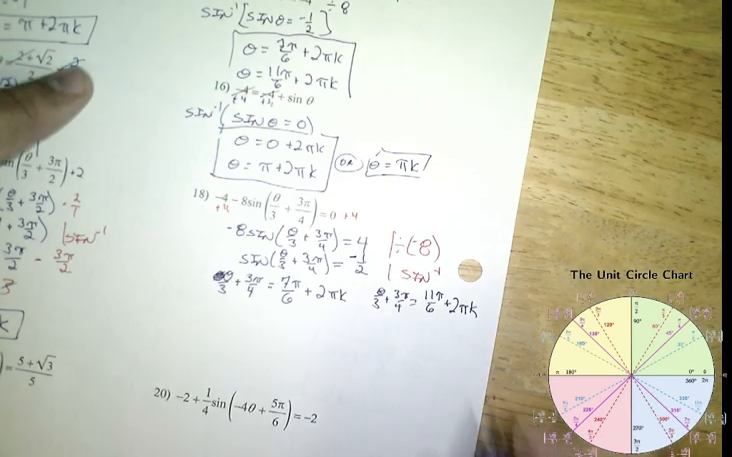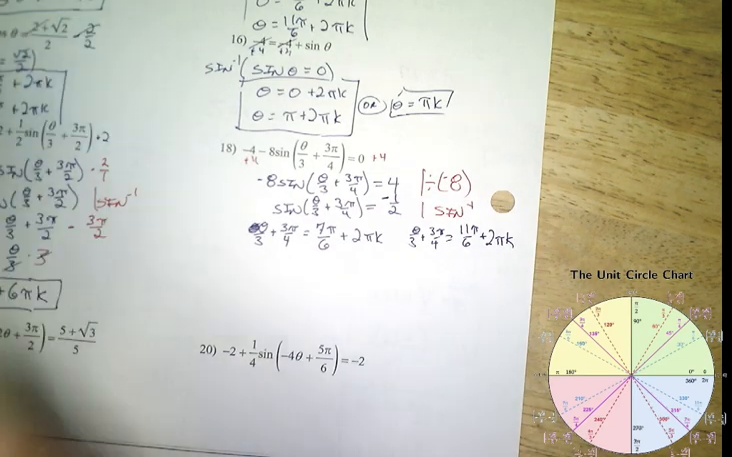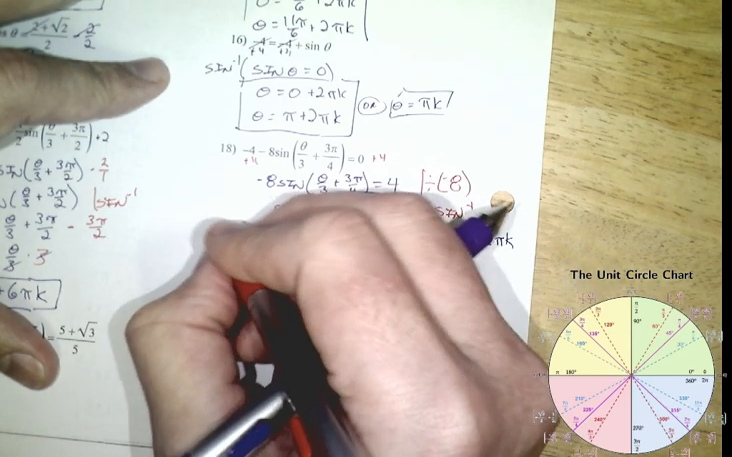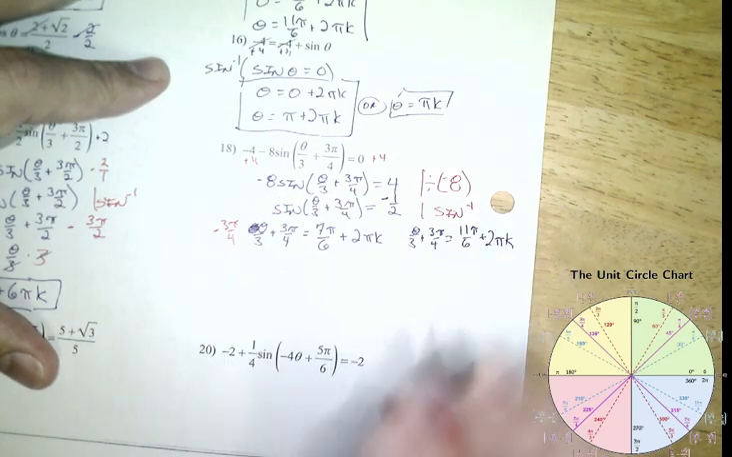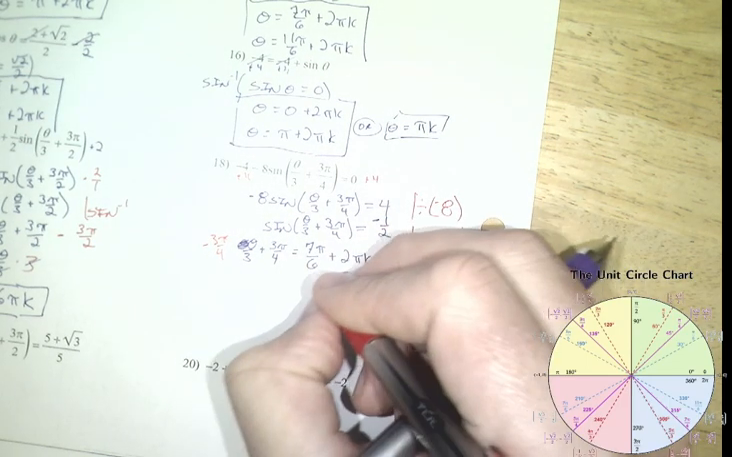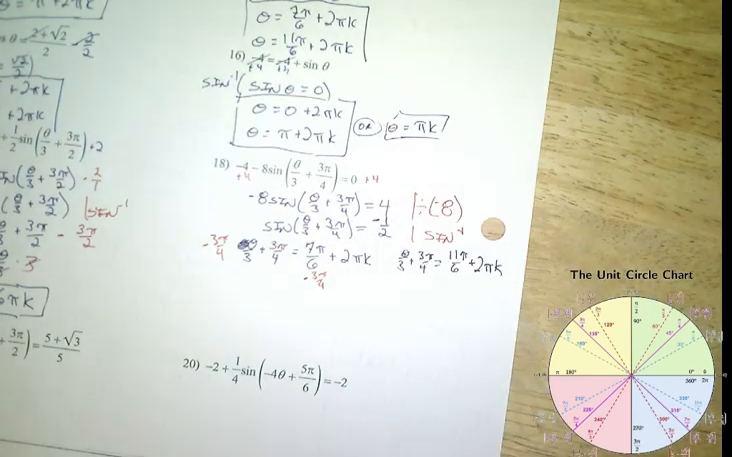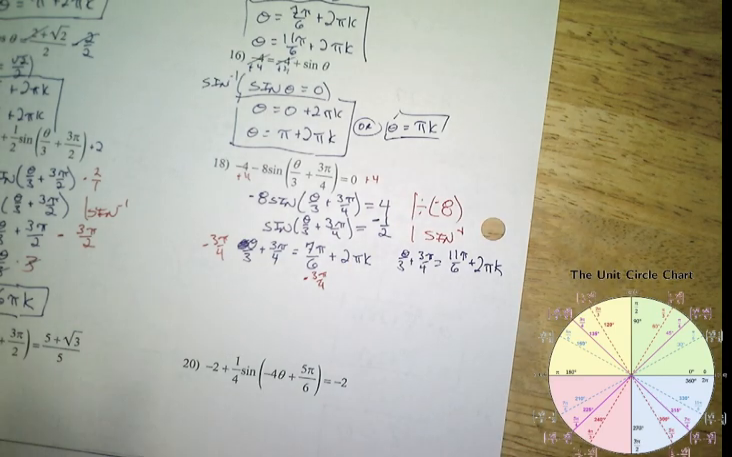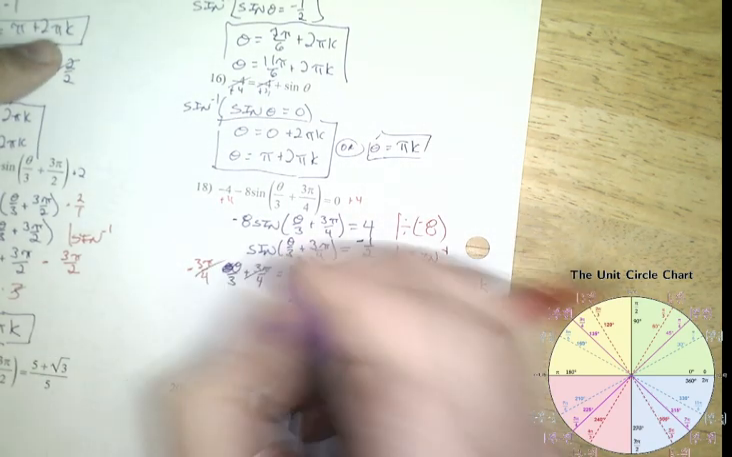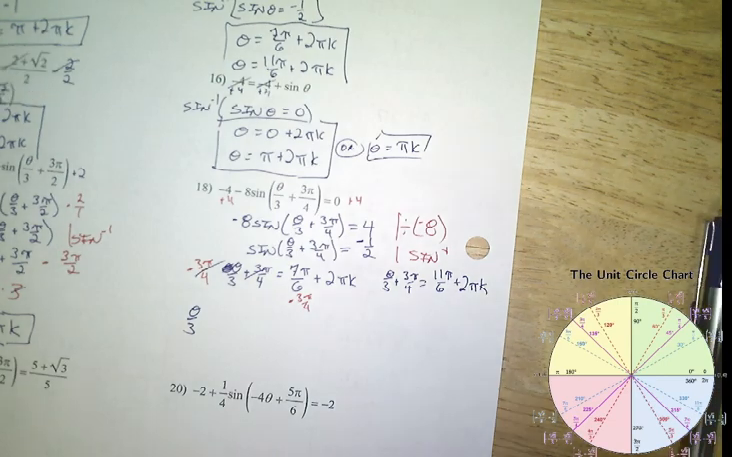Plus 2 pi k. So there's case 1 and case 2. So let's start on this one right here. Let's subtract 3 pi over 4 and subtract 3 pi over 4. So that side is just theta over 3.